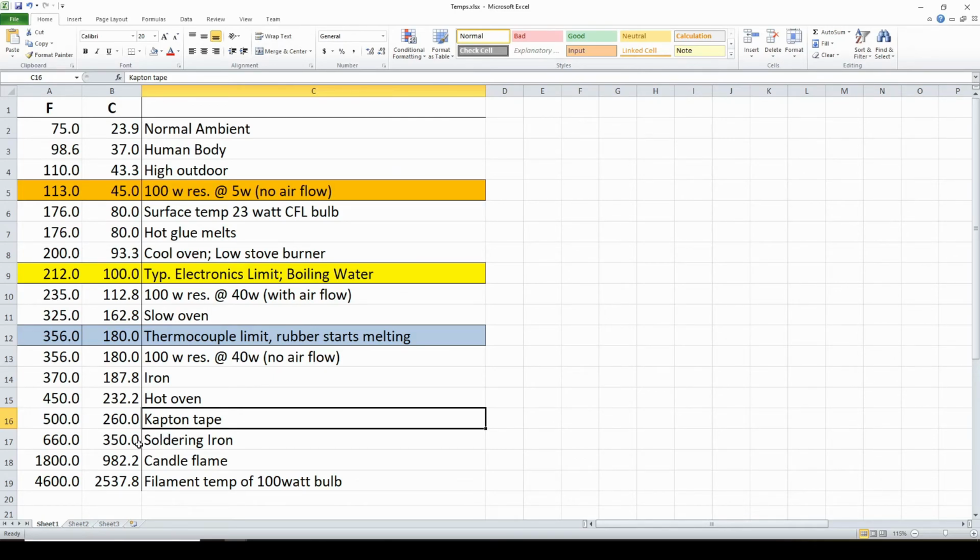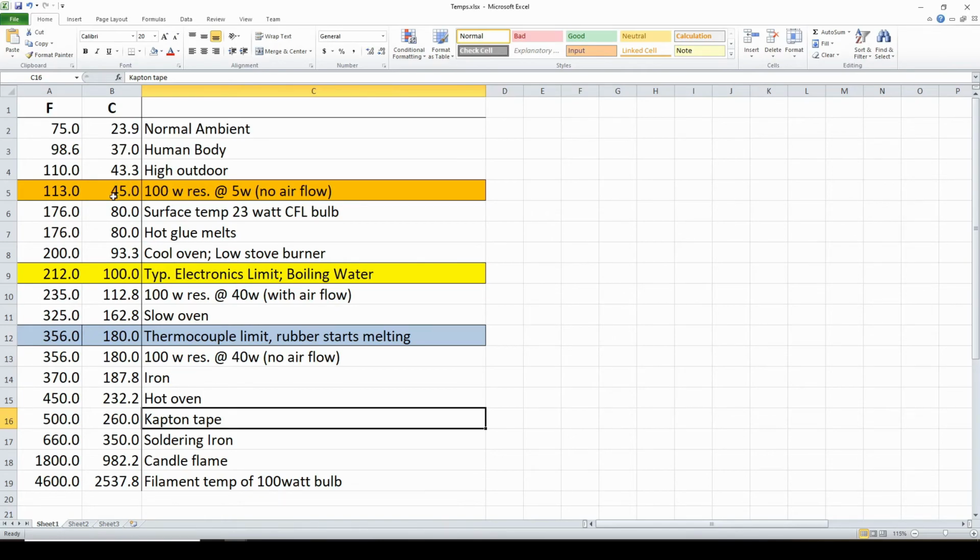And then you get way above that. You're talking about the temperature of a candle flame, getting up around 1,000 degrees C or 1,800 Fahrenheit. And then the actual temperature of the filament of a 100-watt light bulb is up in the astronomical range. Okay, so that hopefully gives you a good range of what the relative temperatures are.